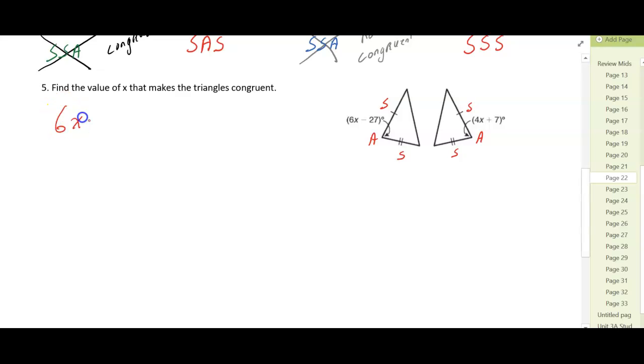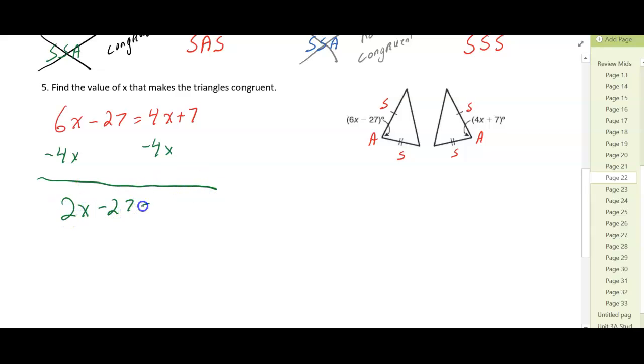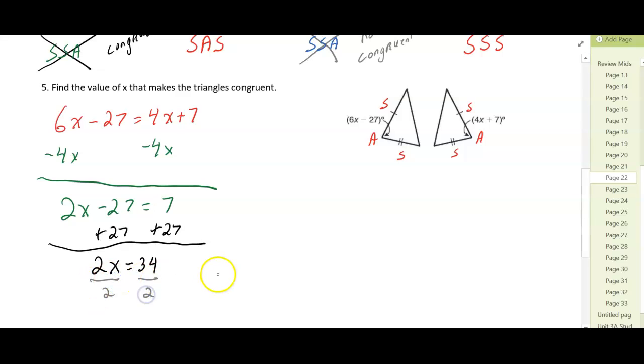So we're going to say 6x minus 27 is equal to 4x plus 7, and we're going to do the algebra. So I'm going to subtract 4x, and we'll get 2x minus 27 is equal to 7. Let's add 27 to both sides. So 2x is equal to 34, and then we're going to divide by 2. So x will be 17.